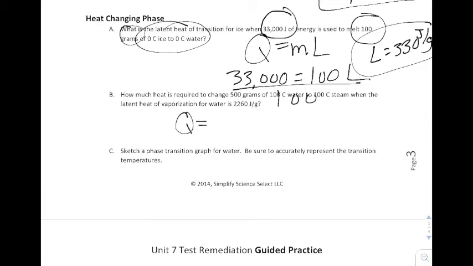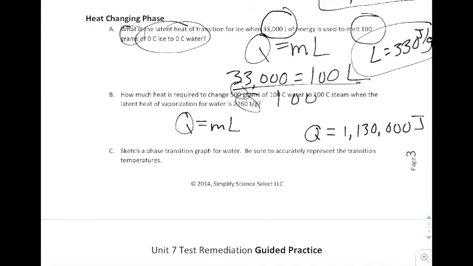Q equals mL. You're given the mass, you're given the L, and in this case, you should figure out that the Q value, because that's what you're trying to solve for, is 1,130,000 joules.